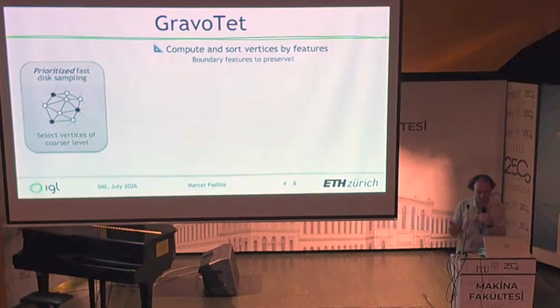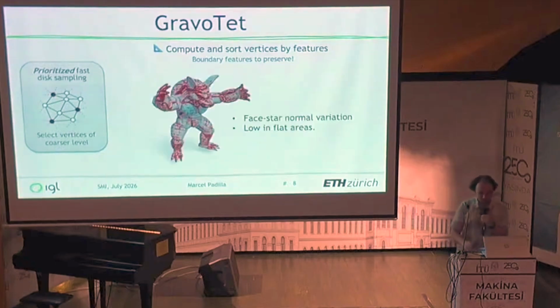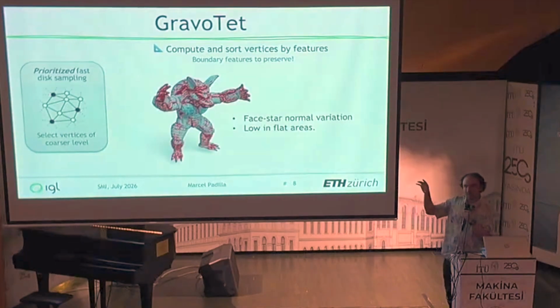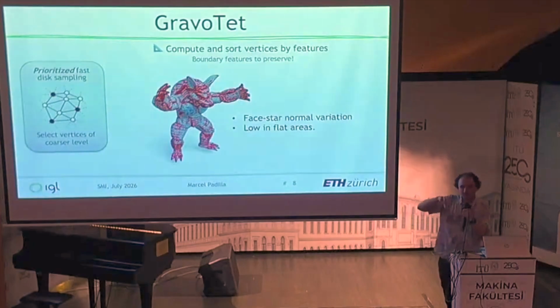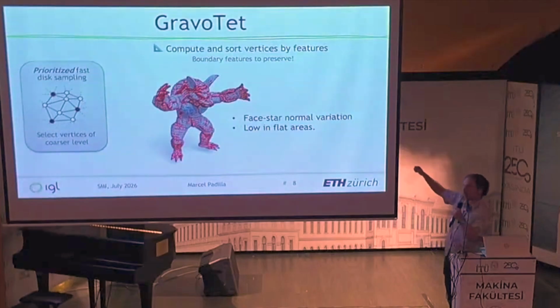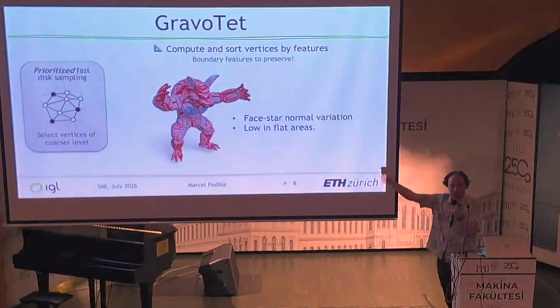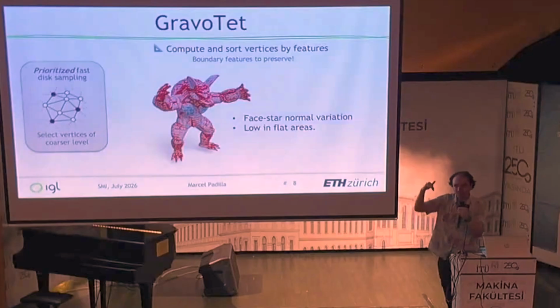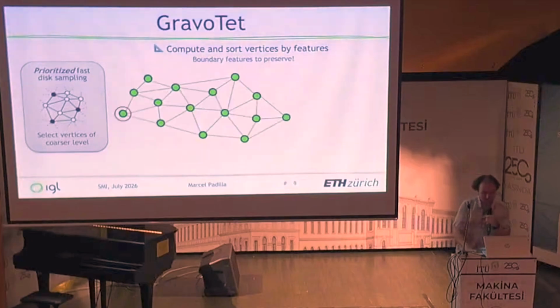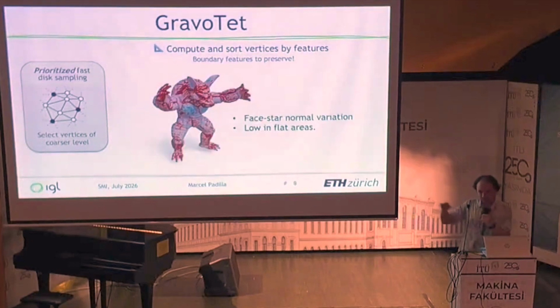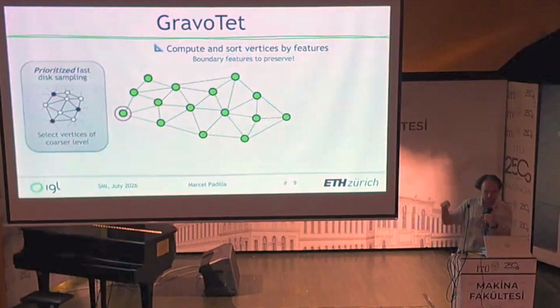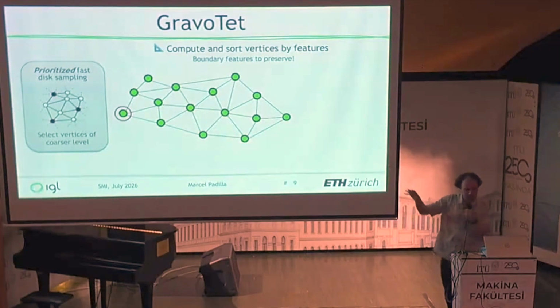The prioritized fast disk sampling, we do it by first computing a feature on every vertex. So for example, a corner of the cube will have a strong variation of its normal around it, and then we give it a higher value because of that, and then we will sample it first. This will be a prioritized vertex. We call it an important vertex, so we should make sure it doesn't get lost during the sampling. So edges of a cube would survive, or tips of the ear would survive this way. And then we sort all the surface vertices by these features in order for the fast disk sampling to then start with the important vertices.